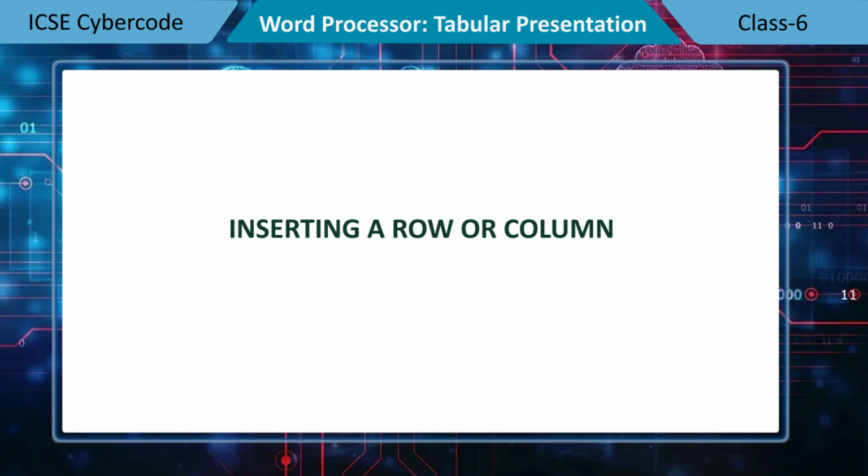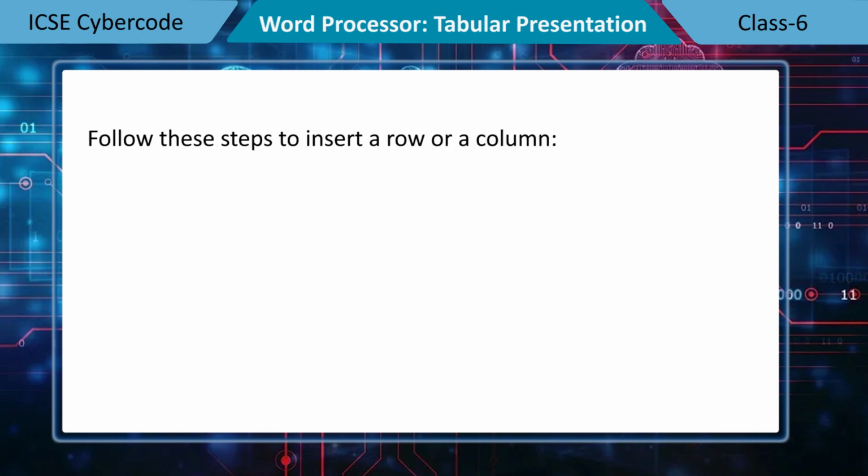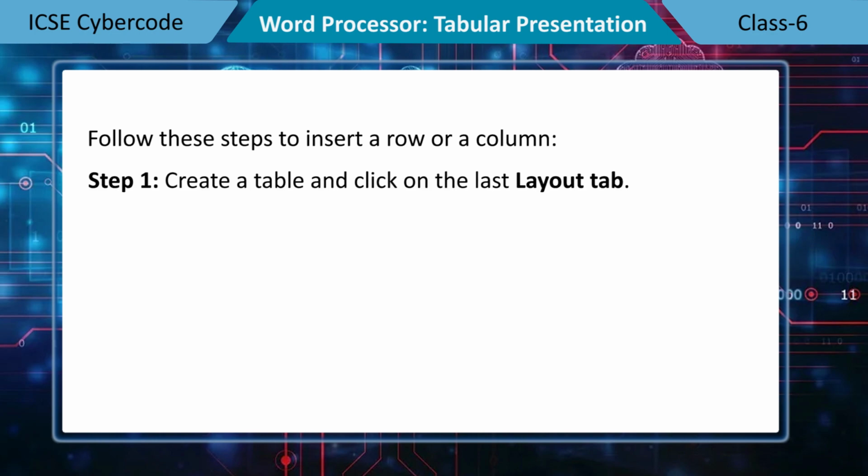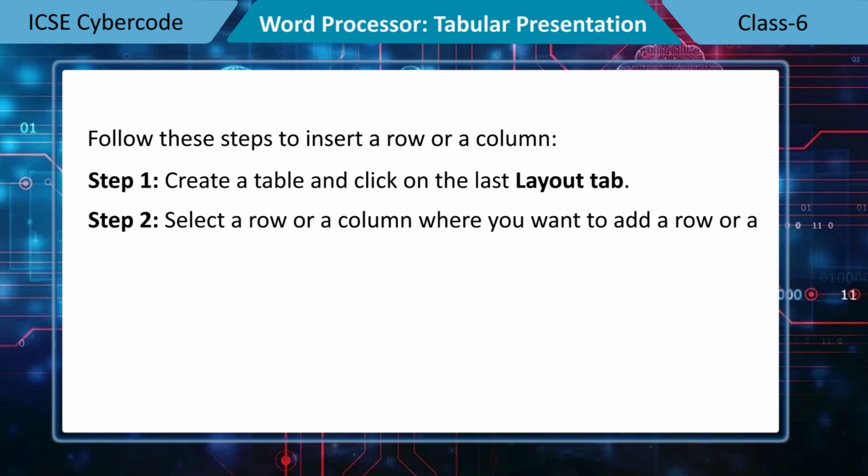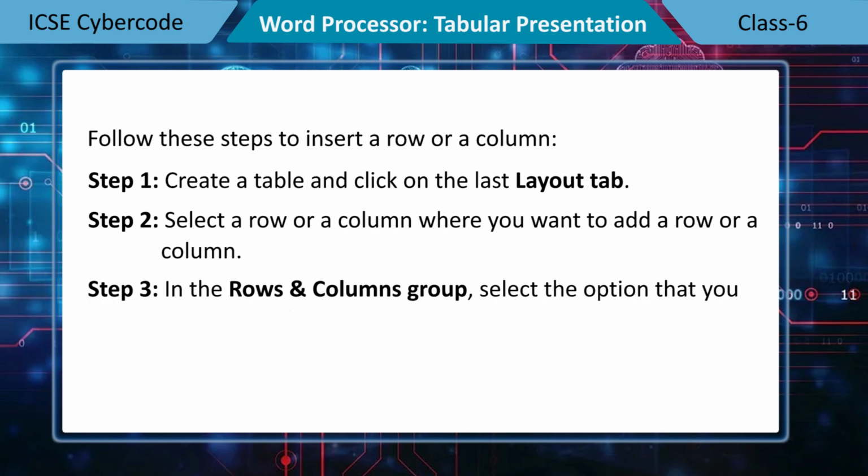Inserting a row or column. Follow these steps to insert a row or a column. Step 1. Create a table and click on the last Layout tab. Step 2. Select a row or a column where you want to add a row or a column. Step 3. In the Rows and Columns group, select the option that you want to apply.